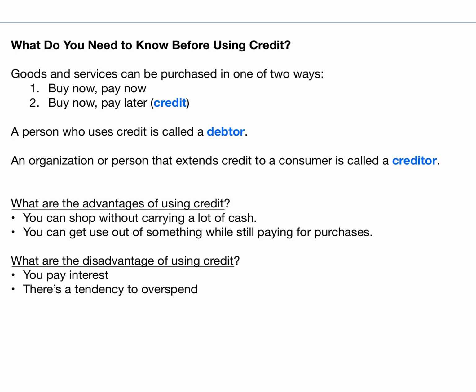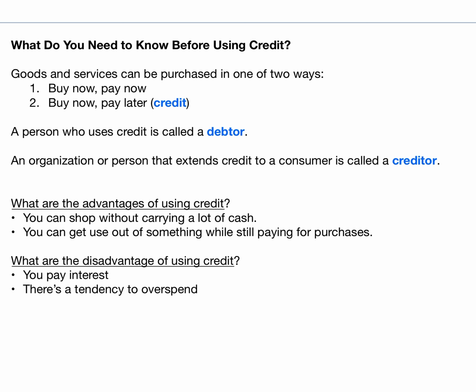Now, there are some advantages and disadvantages to doing this. One of the advantages of using credit is that you can shop without carrying a lot of cash. That was certainly the case before debit cards became a tool, although now that is becoming less of an advantage. And the other advantage is that you can get use out of the product that you are purchasing without having to pay in full. So you get to use it right now and then pay it over time.